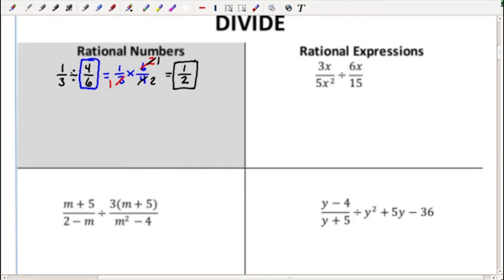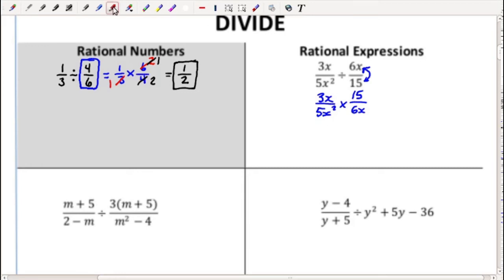So again, to turn a division problem into a multiplication problem, just flip and multiply. And that's going to be true for pretty much all our rational expressions that we're going to deal with. So that's going to be the first step that we're going to use every single time, is flip and multiply. So I have 3x over 5x squared, and I want to make this a times. So I've got to flip the second fraction. Always the divisor, always the second fraction. So 3x over 5x squared times 15 over 6x. And then I can use all the rules I was using for multiplication.